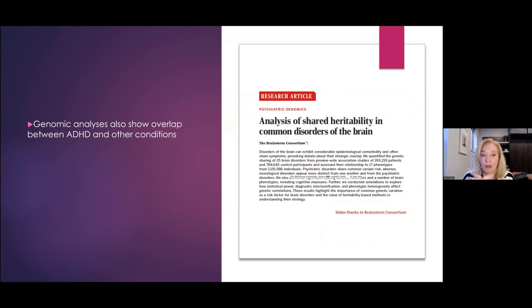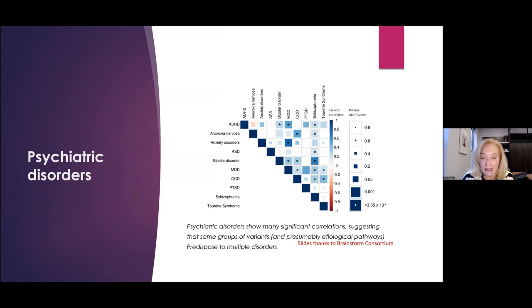I just wanted to mention too that genomic analyses show overlap between ADHD and other conditions. So anytime we think about, all right, what does ADHD look like through the lifespan, we have to think about the fact that it's not often just ADHD. And what are those kinds of symptoms and psychiatric disorders that we see? So you can see here, the psychiatric disorders show many significant correlations, with things like anorexia, anxiety, but significantly bipolar disorder, MDD, schizophrenia, Tourette's, PTSD, and so on.